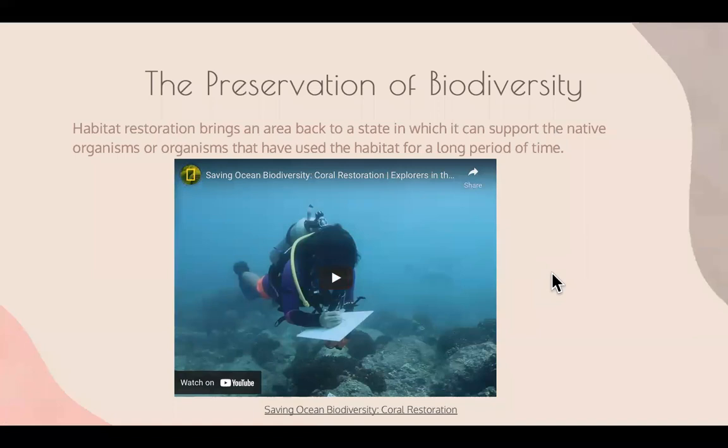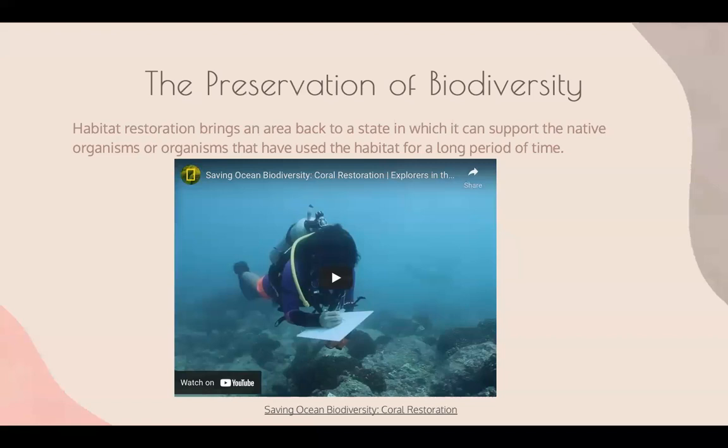Now, another technique, and this is habitat restoration. And this is a technique that I've worked on with my research on pollinators. And so basically you are bringing back an area to a state that can support native organisms. Now, I believe I changed that definition from the one in your book. A lot of times people think of habitat restoration as restoring a habitat to its original state, but that is usually impossible.